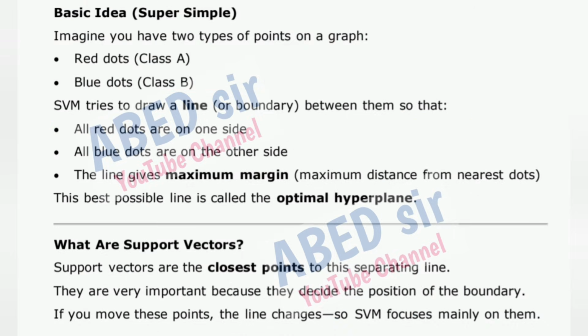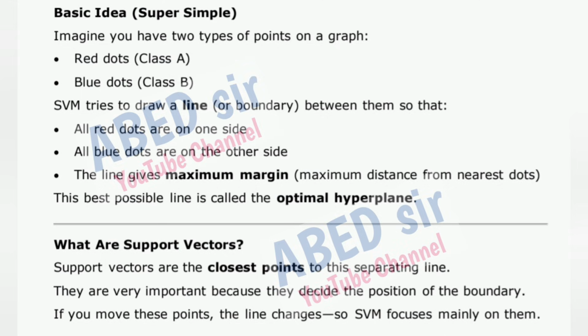Basic idea, super simple. Imagine you have two types of points on a graph. Red dots, class A. Blue dots, class B. SVM tries to draw a line or boundary between them so that all red dots are on one side and all blue dots are on the other side. The line gives maximum margin, maximum distance from the nearest dots. This best possible line is called the optimal hyperplane.